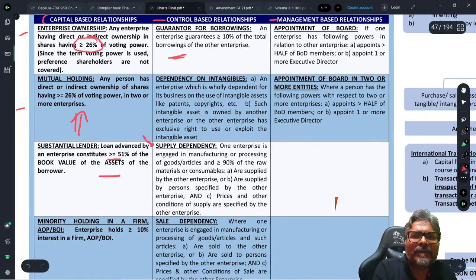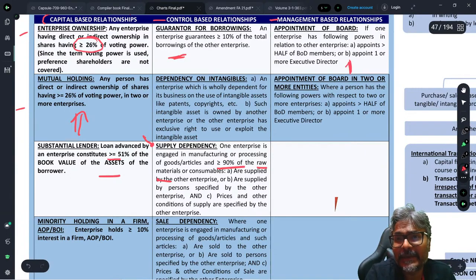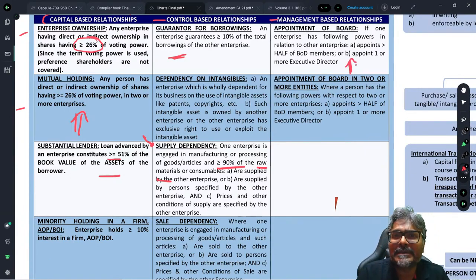Thereafter, supply dependency, meaning thereby 90% or above value of the raw material, I am dependent upon a particular entity. So of my total raw material, 90% of that total value, I am procuring from a particular entity. This is making both of us an associated enterprise. Students, in very simple words, this was asked in the May 2019 attempt.